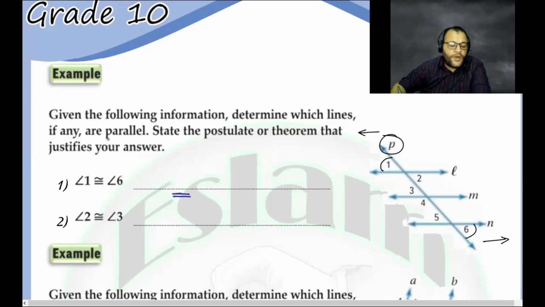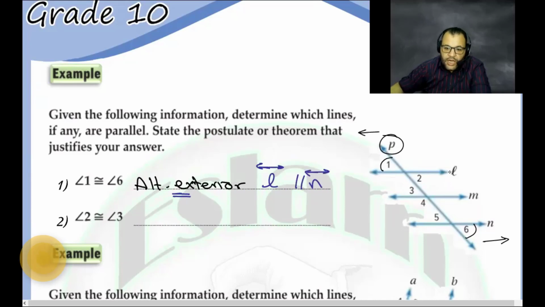Which two lines are parallel from the given? L and N. Right? L and N, yes. So the two lines which are parallel: line L is parallel to line N.